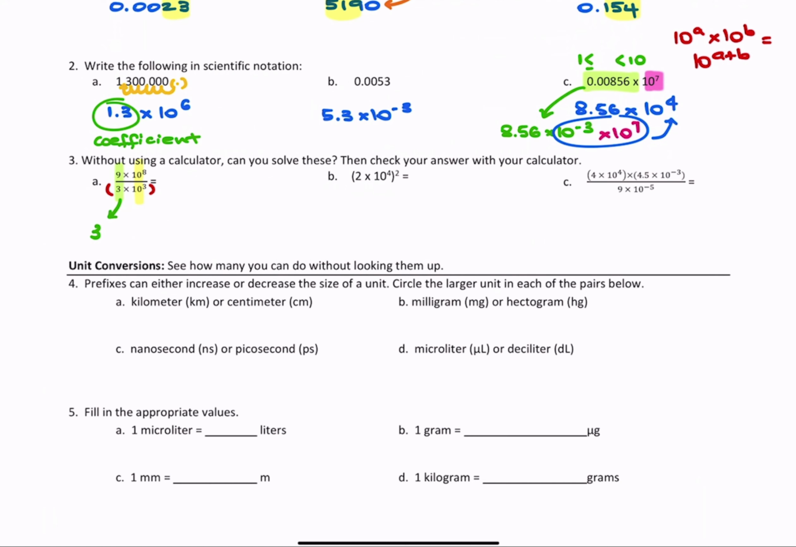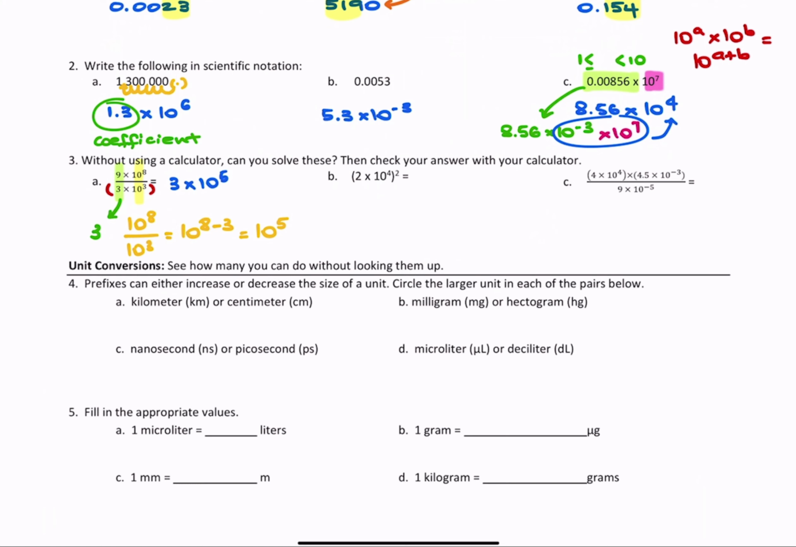This is going to be 10 to the 8 over 10 to the third. This is 10 to the 8 minus 3. This is 10 to the 5. Therefore, the answer is 3 times 10 to the 5. And you can check this on your calculator.